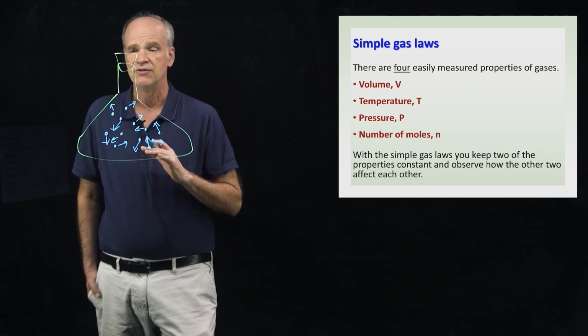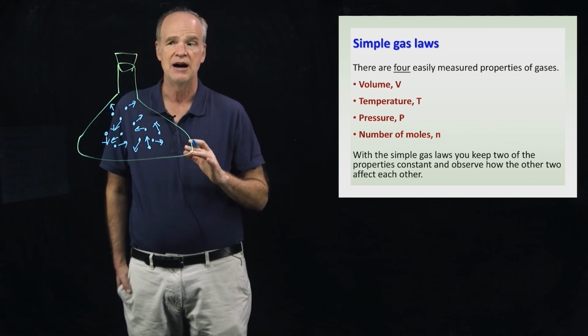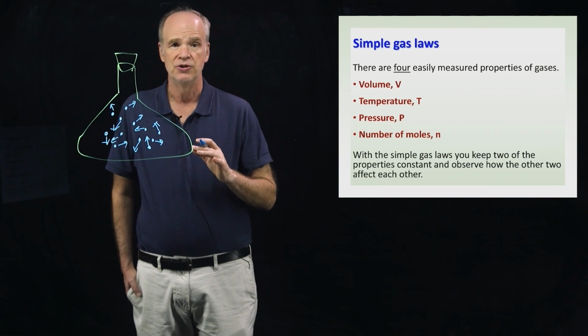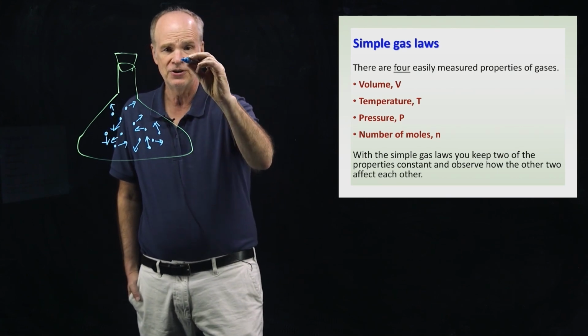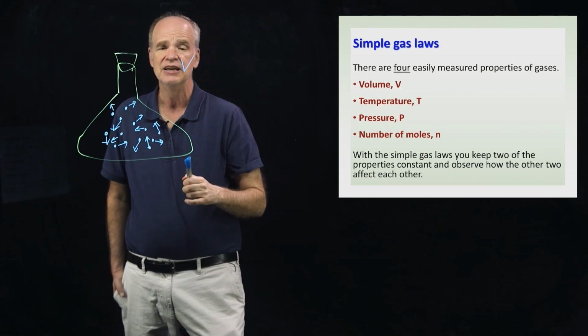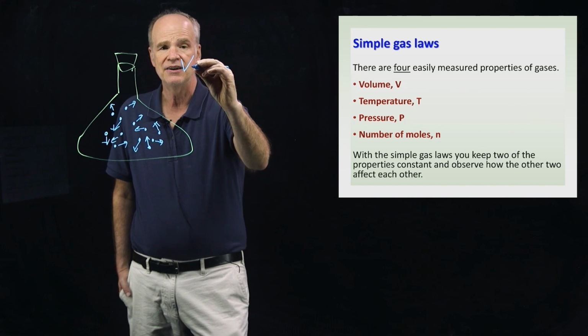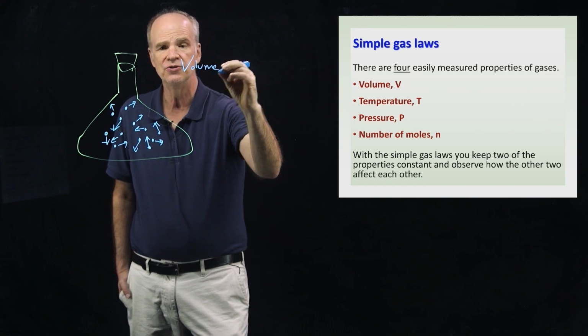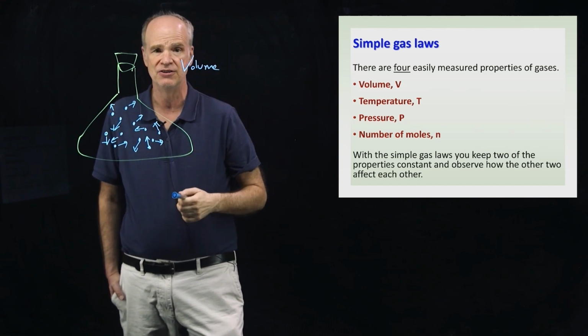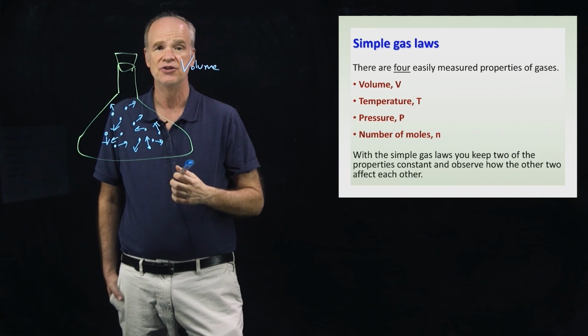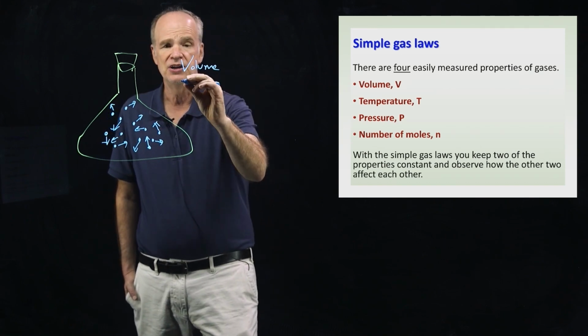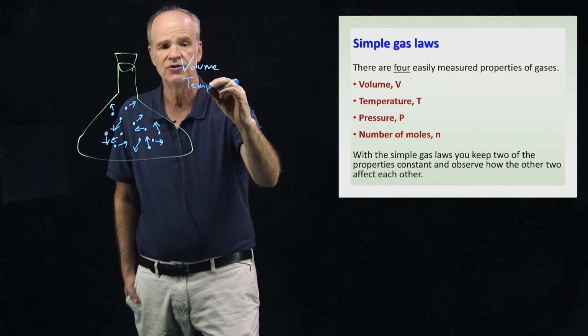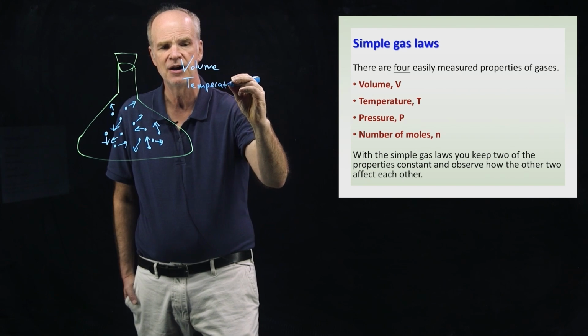Okay. Now, let's talk about how you measure the properties of a gas here. You can figure out the volume of a gas pretty easily. The way you would do that is you would just note the volume of the container it is in, and that should tell you the volume of the gas. You can also figure out the temperature of the gas pretty easily by sticking in a thermometer.